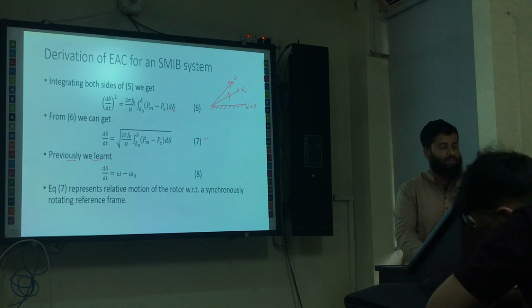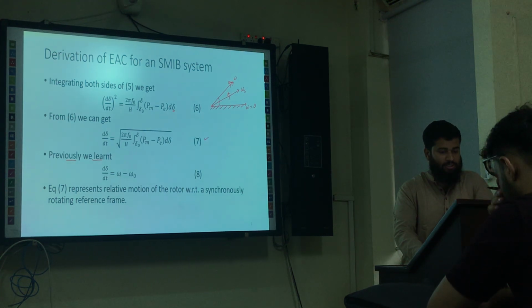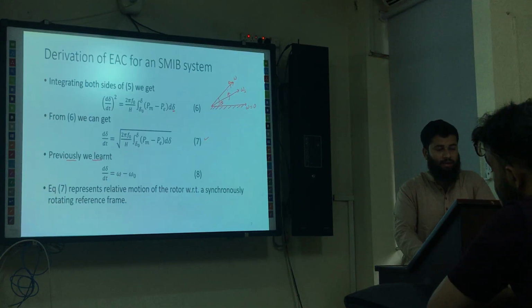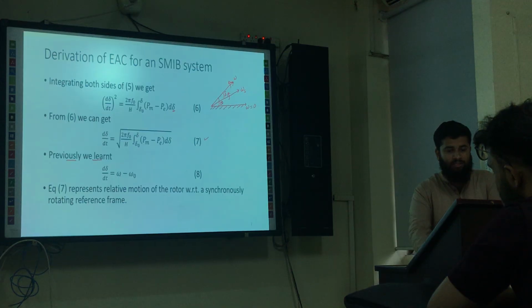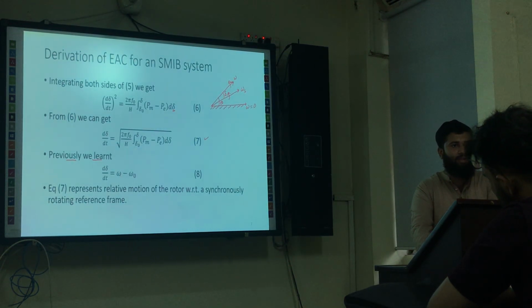What was the angular difference between this rotor and this stationary frame? It was theta, right? And the angular difference between this rotor and this synchronously rotating frame was delta, right? Whenever we are in the steady state, at that time this omega is exactly equal to omega s. At that time there is no change in delta over time.